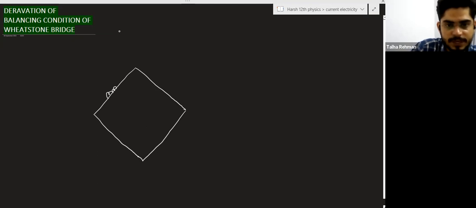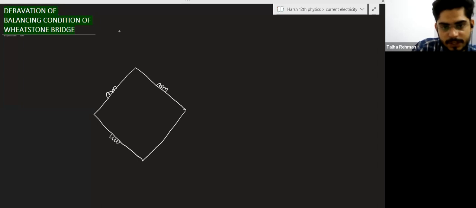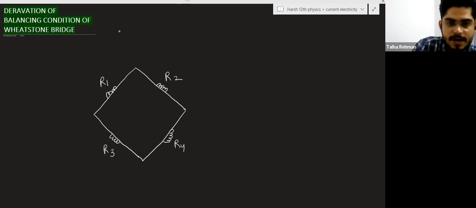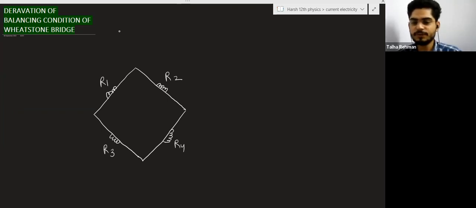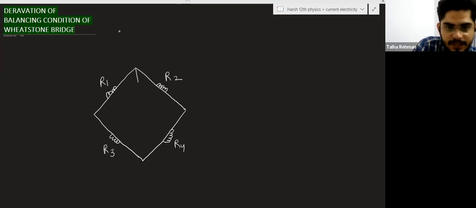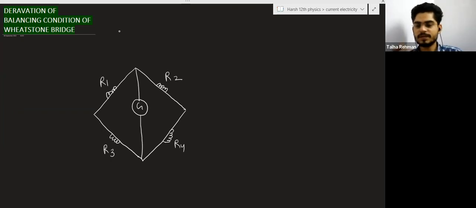One resistance is connected here, another resistance is connected here, another here, another here. Suppose these are R1, R2, R3 and R4. And this time I am just connecting a galvanometer here. Galvanometer is a thing which is used to measure current.